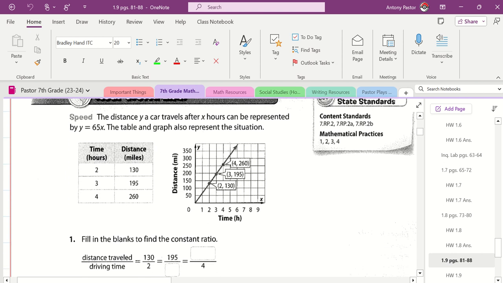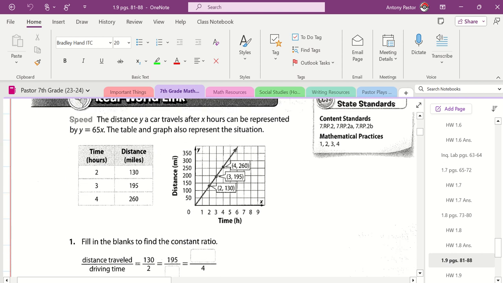So let's go through. The distance y a car travels after x hours can be represented by y equals 65 times x. The table and the graph also represent the situation. So in this case, y would equal the amount of miles traveled. 65 represents the speed, so they're going 65 miles an hour. X represents the number of hours.